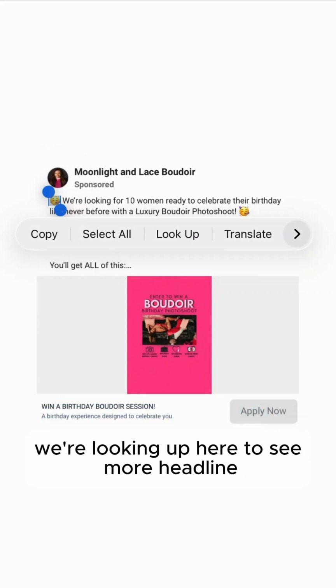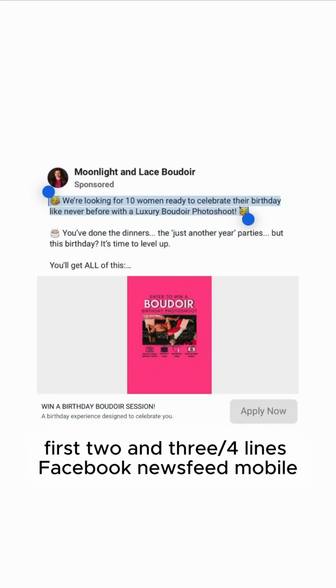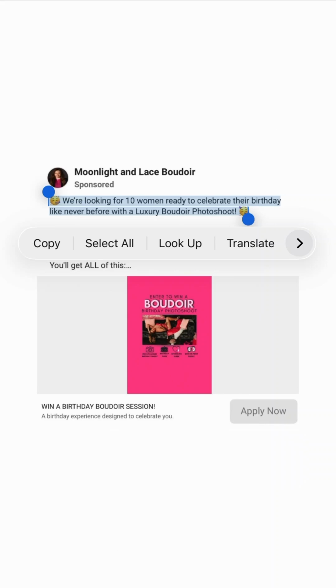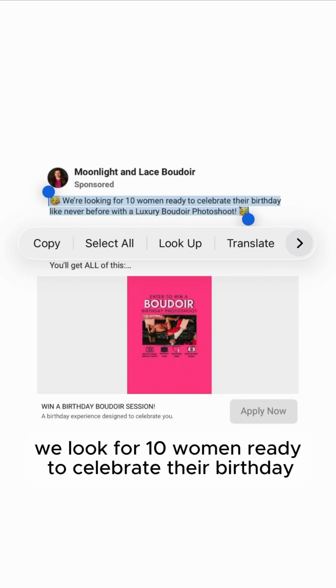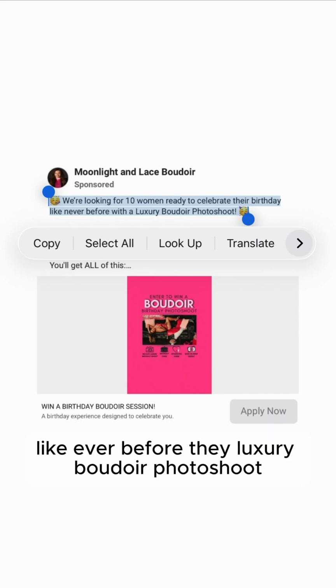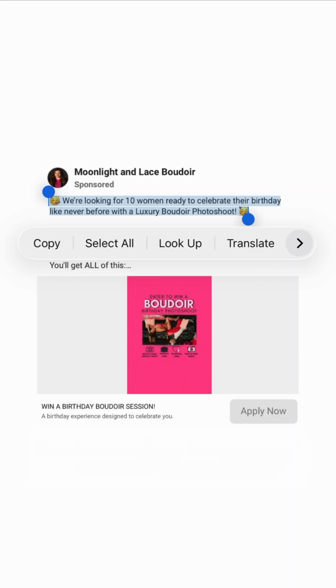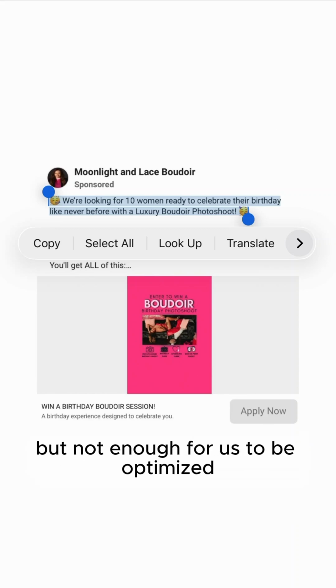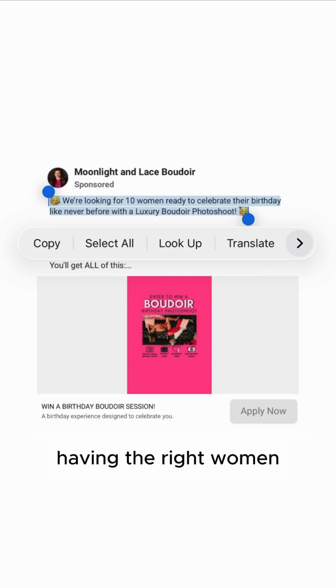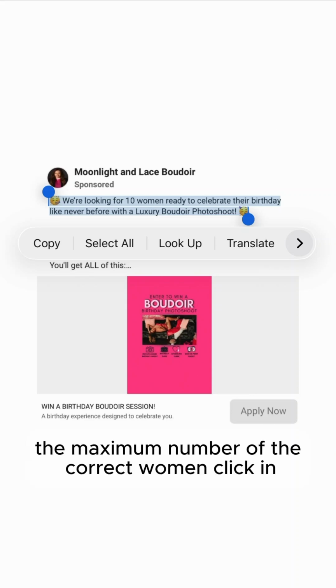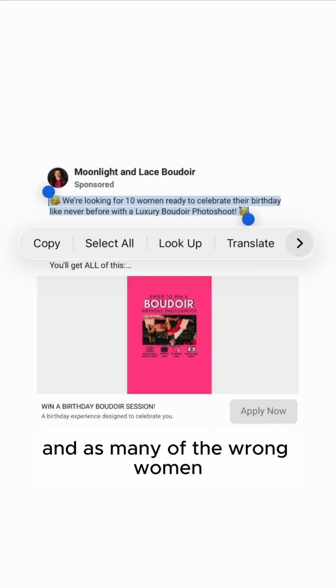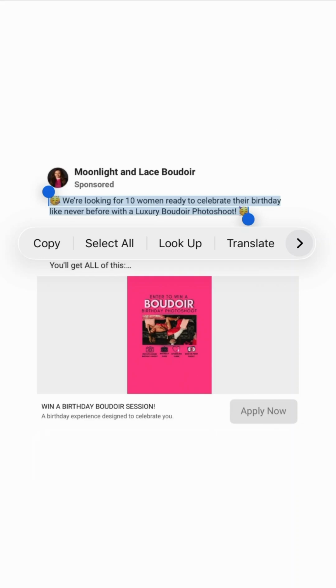Finally, we're looking up here to see more headline. First 2 3/4 lines, Facebook newsfeed mobile. So let's say we look for 10 women ready to celebrate their birthday like ever before, their luxury boudoir photo shoot. All right, so yeah, lack of context mistake here. We've got a few context points, but not enough for us to be optimized, having the maximum number of the correct women click in, and as many of the wrong women scrolling by as possible.